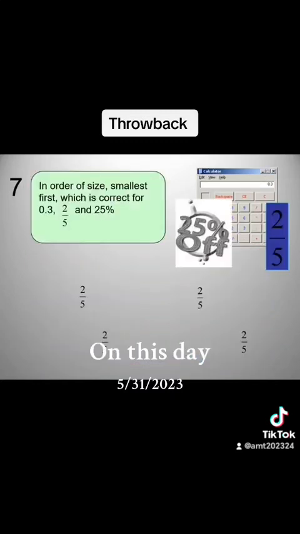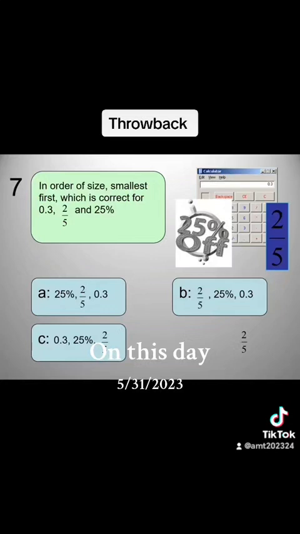Question number 7. In order of size, smallest first, which is correct for 0.3, 2/5, and 25%? Is it A, this one, B, this one, C, this one, or D, this one? So think of it as the same conversion. 2/5 will actually equal 0.4 as a decimal. Hopefully you're happy with that, because 1/5 equals 0.2, so you double 0.2 and I get 0.4. And 25% is actually equal to 0.25.